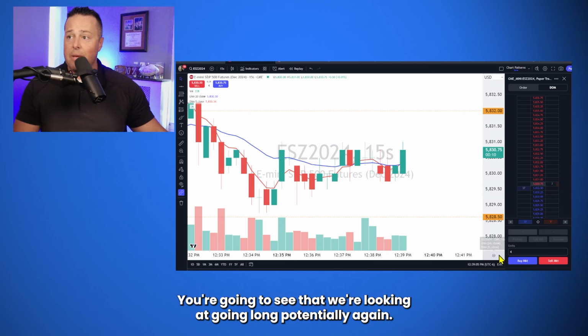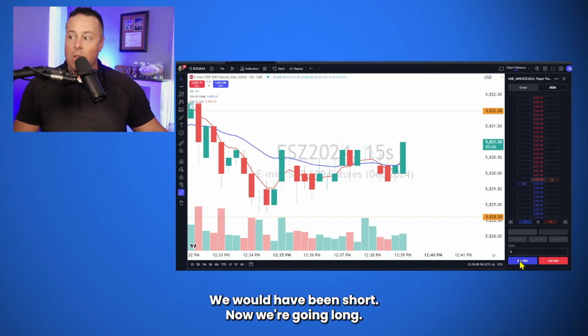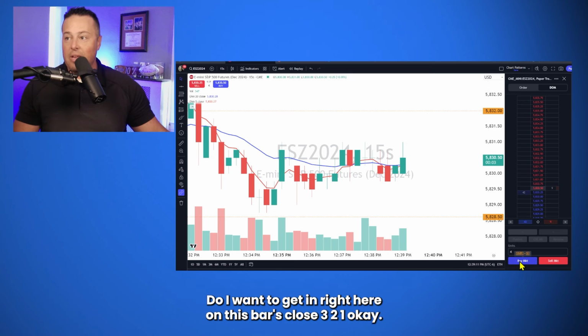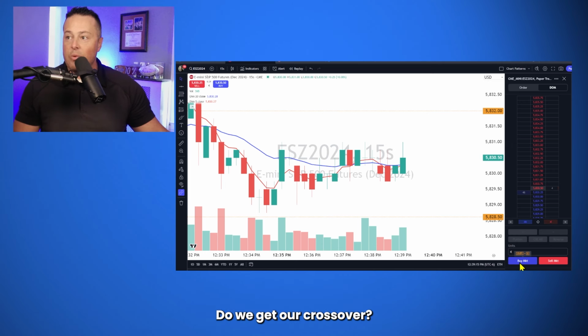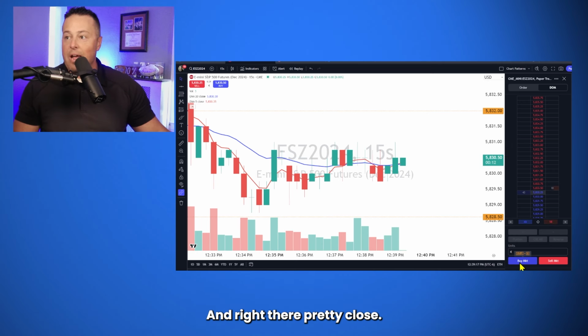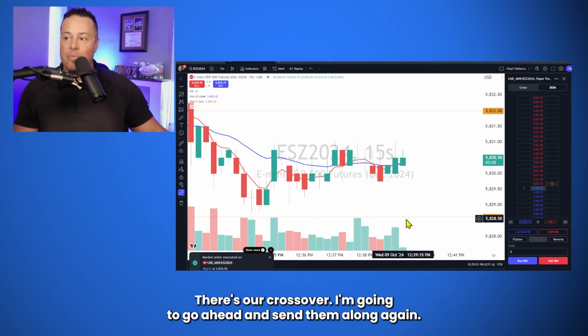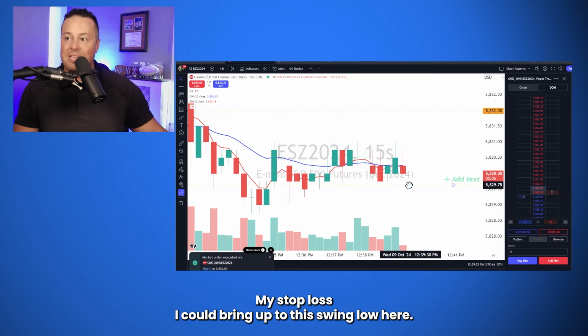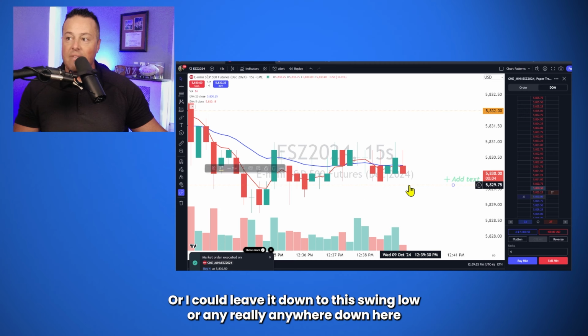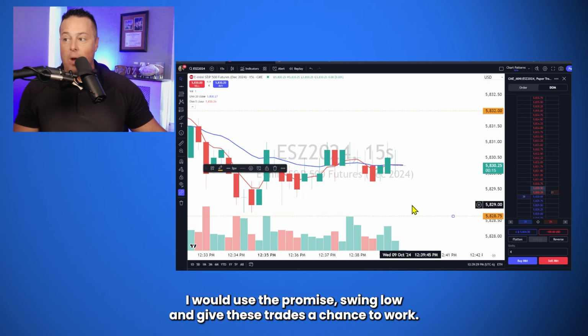Right here, you're going to see that we're looking at going long potentially again. We would have been short. Now we're going long. Do I want to get in right here on this bar's close? 3, 2, 1. Okay, do we get our crossover? And right there, pretty close. There's our crossover. I'm going to go ahead and send them long again. My stop loss, I could bring it up to this swing low here, or I could leave it down at this swing low, or really anywhere down here I wanted. I would use the prominent swing low and give these trades a chance to work.